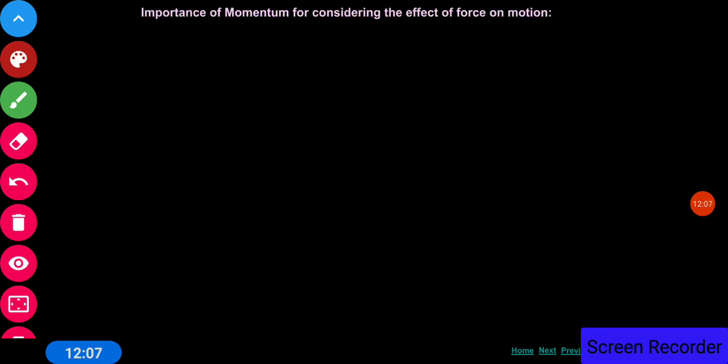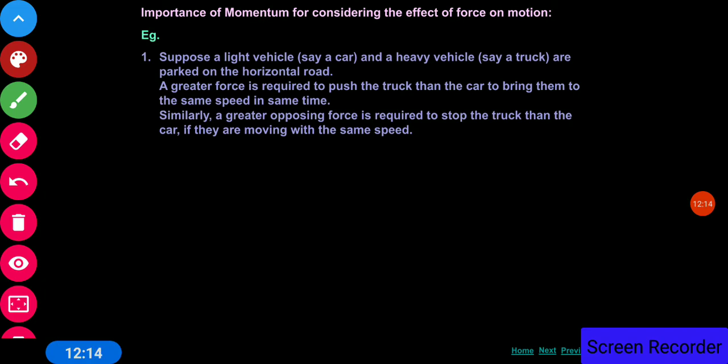Now, the importance of momentum for considering the effect of force on motion. For example, suppose a light vehicle and a heavy vehicle are parked on a horizontal road. A greater force is required to push the truck than the car to bring them to the same speed in the same time. Similarly, a greater opposing force is required to stop the truck than the car if they are moving with the same speed. So this is on the basis of momentum.